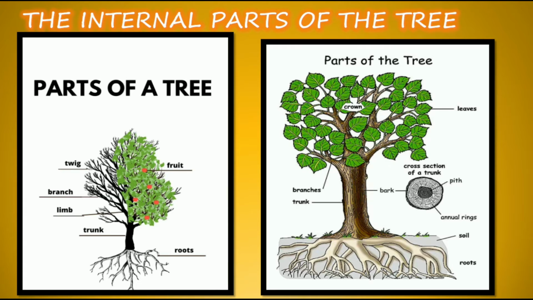Next comes the trunk. Trunk collects the nutrients and water and acts as an anchor. For example, we have seen a heart in an animal. That is a very important part. Likewise, the trunk is one of the important parts in a plant, which is used to support the whole tree.